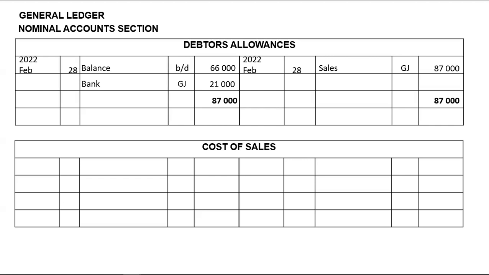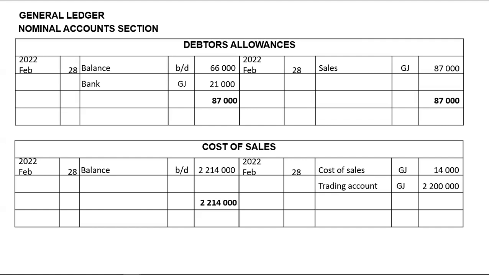Cost of sales, on the other hand, was sitting at 2,214,000. You need to reduce it by the cost price of goods that were returned, leaving you with cost of sales of 2,200,000, and that will be taken straight to trading account. We spoke about this earlier on. So since it's on the credit side of cost of sales, it will be on the debit side of trading account.